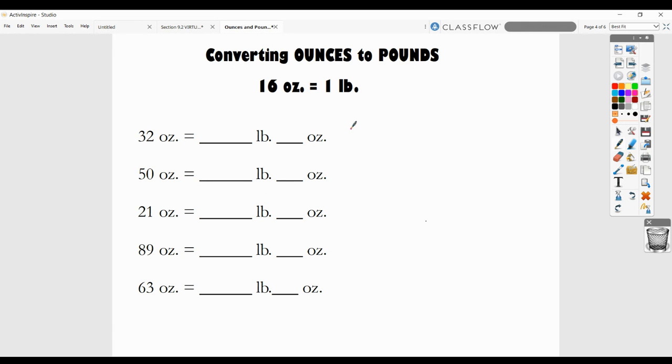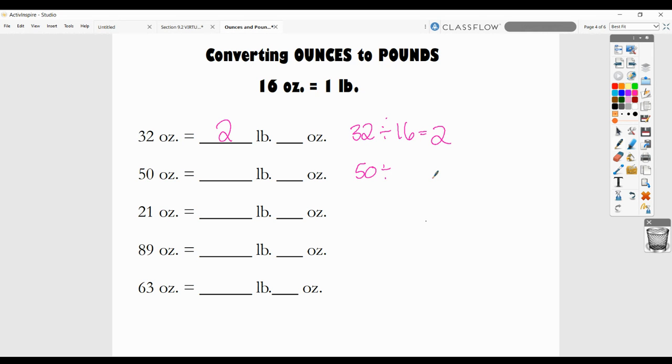So for example, for this first one, if I have 32 ounces and I divide that in my calculator by 16, I get 2. Nothing extra, no decimals or anything there. It goes in evenly. So it's just 2 pounds and no ounces. Now here's where we get a little funny. When we do 50 and I divide that by 16, I want you to look at this in your calculator because we're not going to put decimals here.